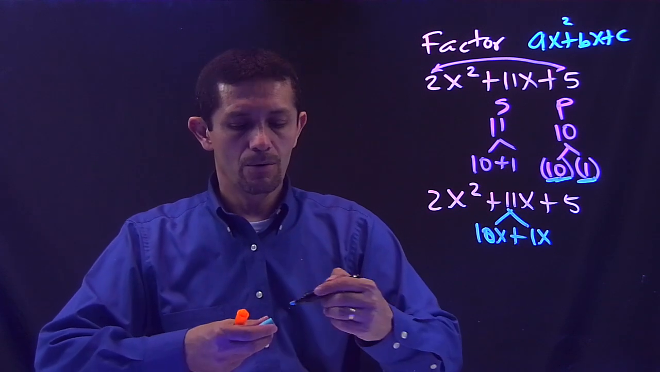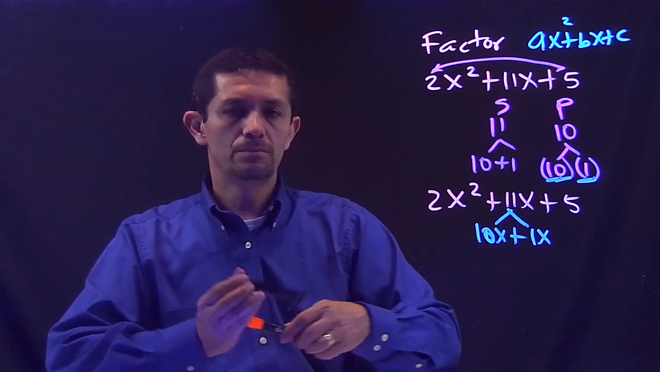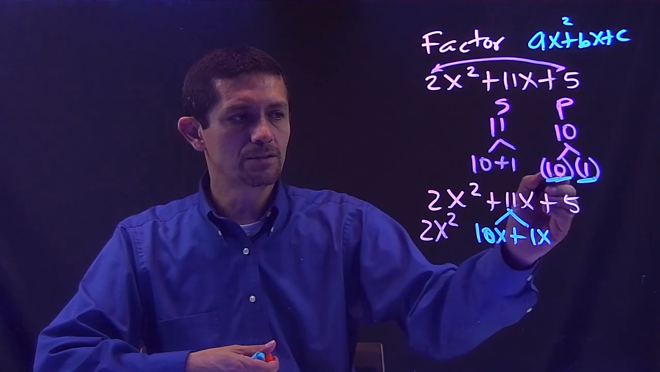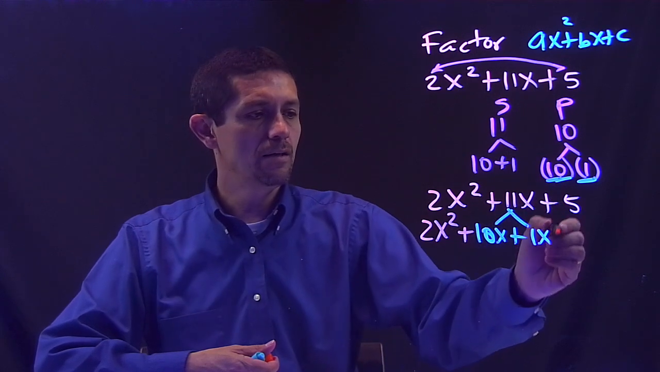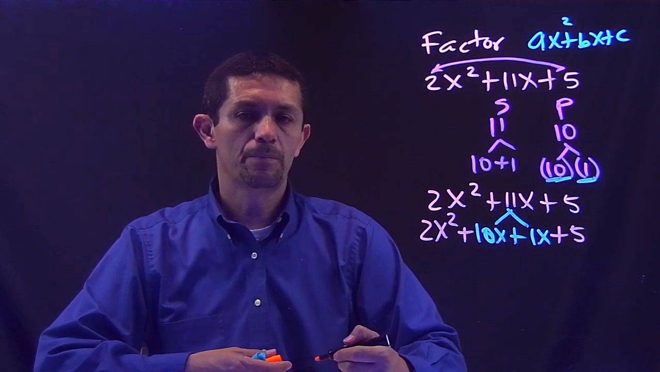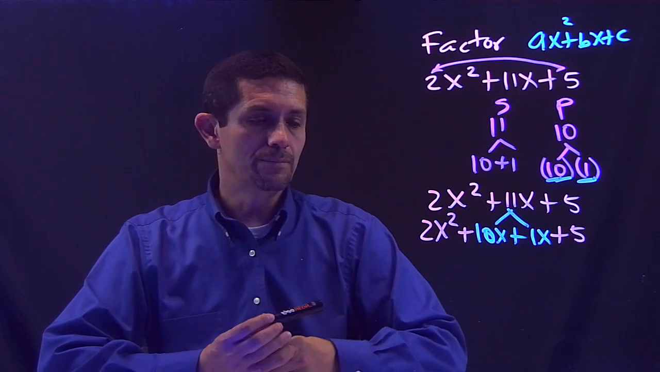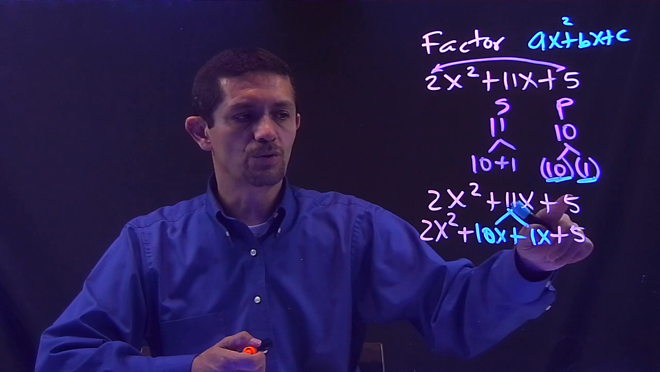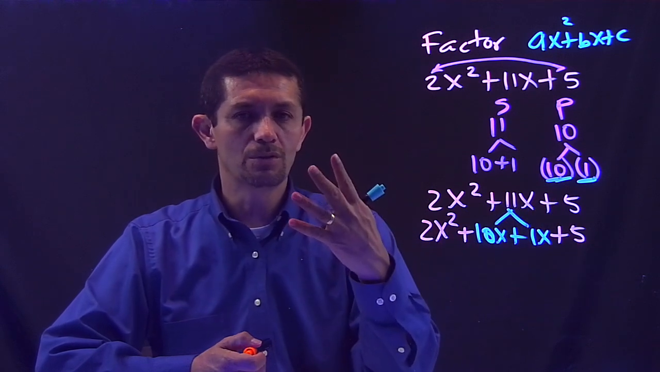And now what I do is bring the other two terms. The 2x squared, I bring it in the front. Remember the 10x is positive. And plus 5. Now, how many terms do I have? 1, 2, 3, and 4. 4 terms. I turned a trinomial into a polynomial with 4 terms.